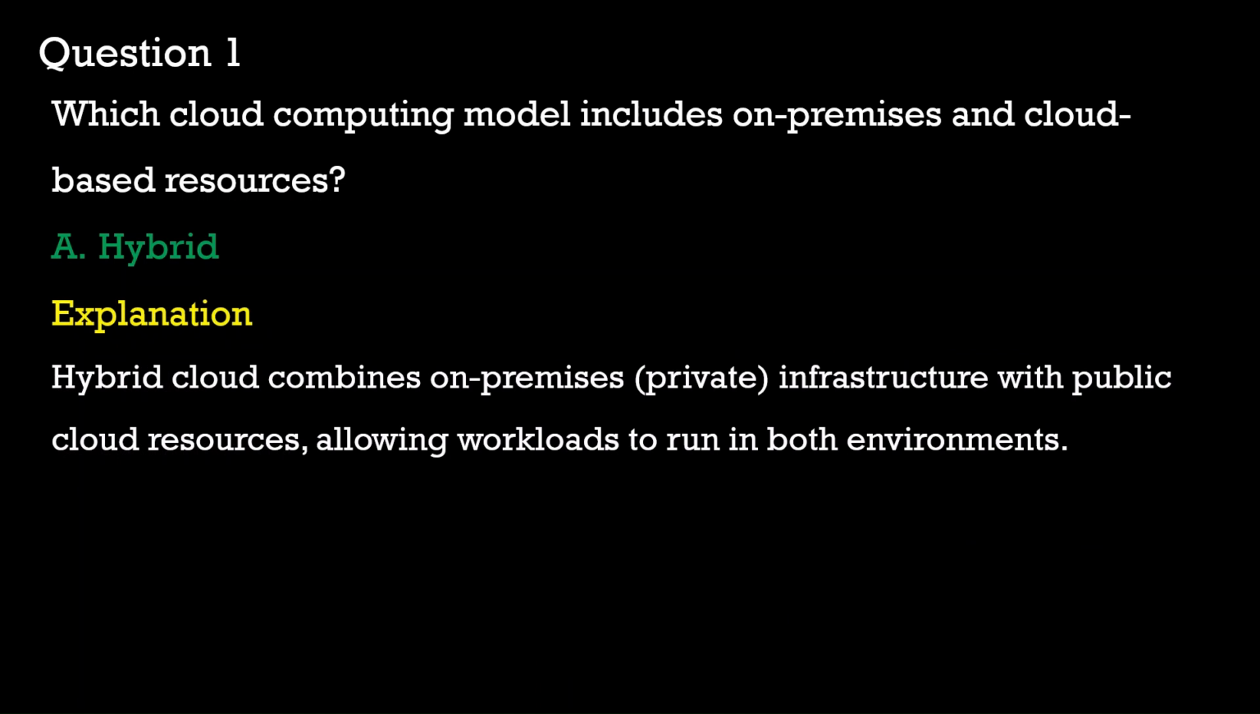The hybrid cloud model offers flexibility and scalability while maintaining control over sensitive data. So it combines on-premises infrastructure, which is private cloud, with public cloud resources, thereby allowing workloads to run in both the private cloud and the public cloud.